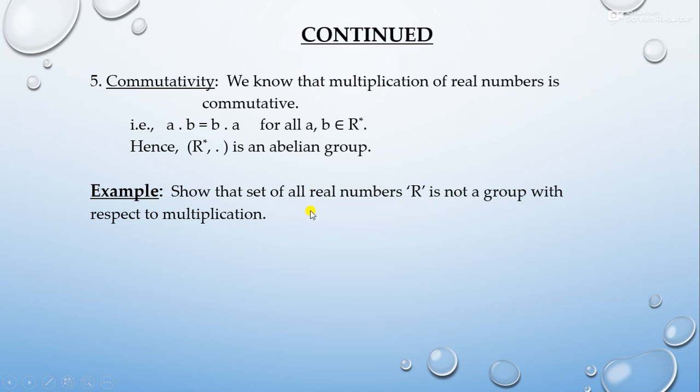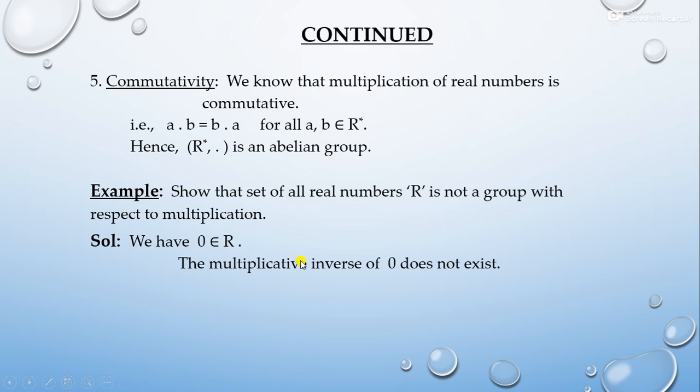Not non-zero real numbers. All real numbers R is not a group with respect to multiplication. How is it possible? Here you can see that 0 belongs to R, because we have to consider all real numbers in this set. So 0 belongs to R, but the multiplicative inverse of 0 doesn't exist. Why? Because it is not possible.